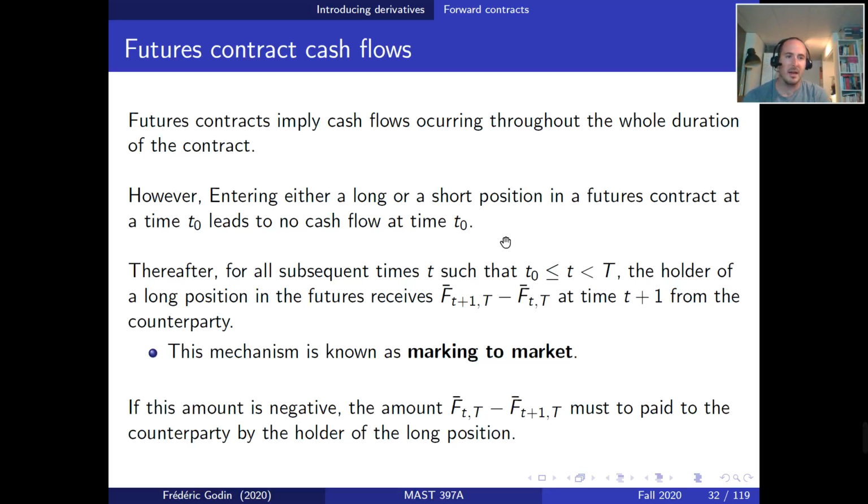Okay, so again, when you enter the futures contract, there's a long position and a short position to the contract. So cash flows are always paid from the long position to the short position, or from the short position to the long position. Okay, so this is a zero-sum game. One pays the amount to the other and vice versa.